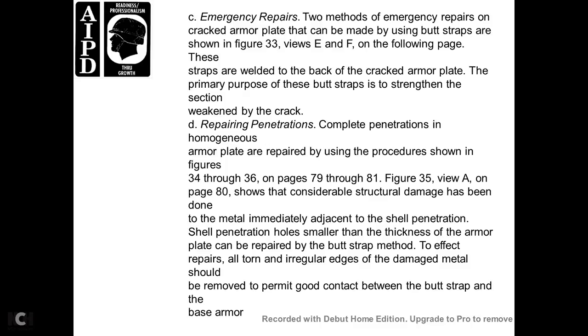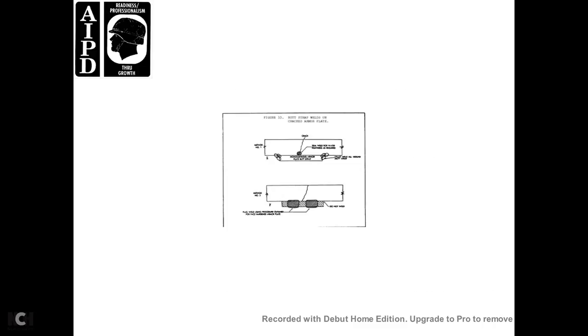These show that considerable structural damage has been done to the metal adjacent to the shell penetration. Shell penetrations smaller than the thickness of the armor plate can be repaired using the butt strap method. All torn, irregular edges of the damaged metal should be removed, to permit good contact between the butt straps and the base metal armor. Figure 33 shows the butt strap welded to the cracked armor plate.